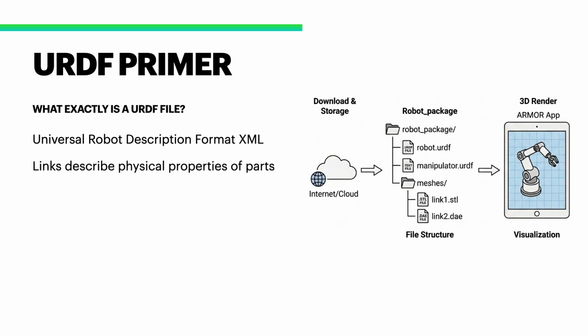Links in URDF define the physical properties of robot parts. A link's inertial block defines its mass and inertia tensor and position of its center of mass relative to the link origin. Its visual and collision blocks define mesh files and/or simple shapes that represent how it looks and how it interacts via contact with other parts in the model.